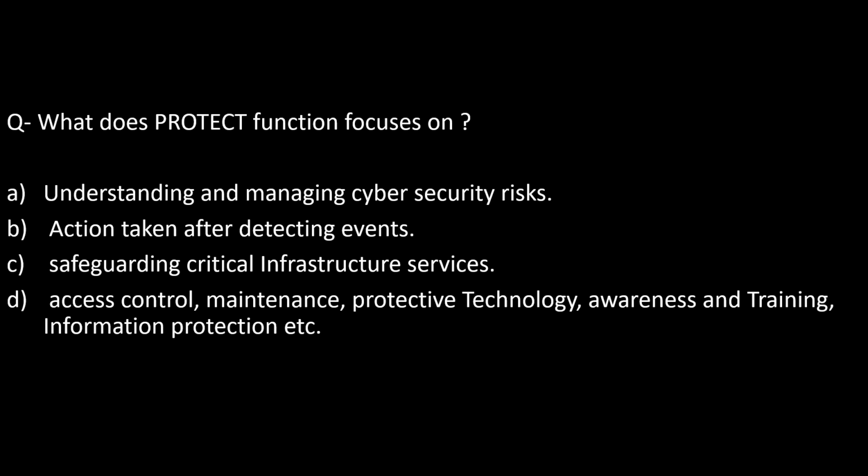Let's move to the D part. What D is saying: access control, maintenance, protective technology, awareness and training, information protection. So option C is very close to what the question is looking for because they are looking for protection, and we had discussed that protection means a kind of safeguards, right? A kind of additional security layer over our organization to protect the critical infrastructure services. So option D is also a close option, but option C is the correct answer. Moving to the next slide, please.